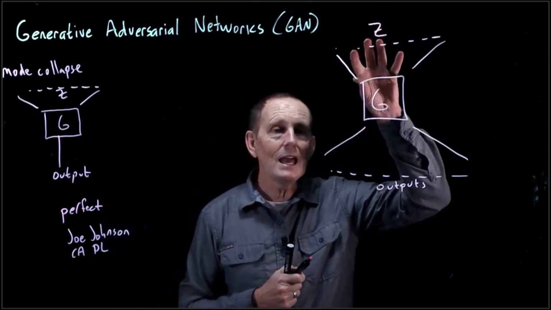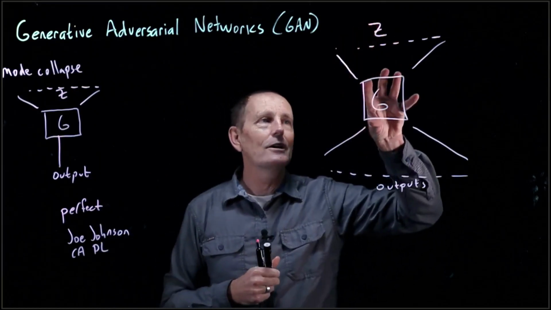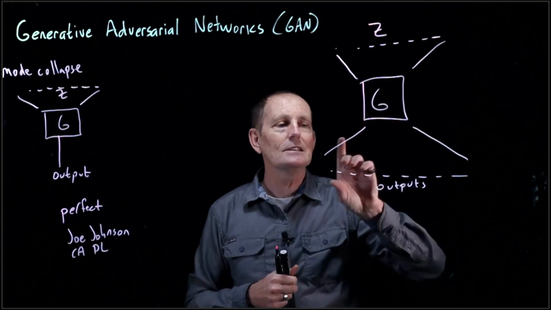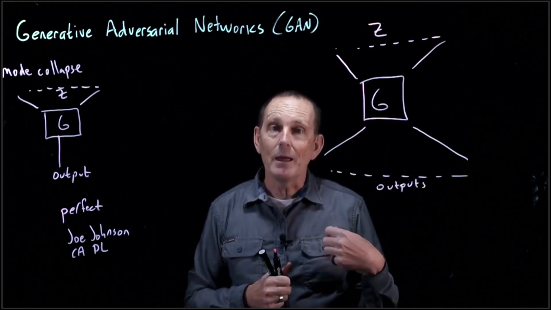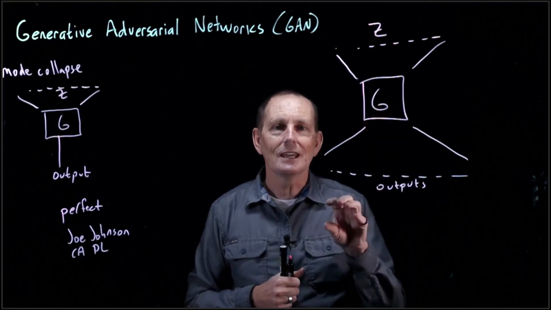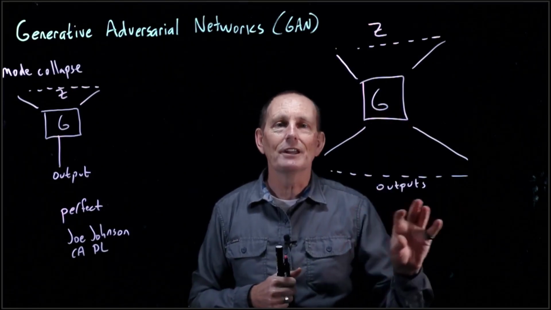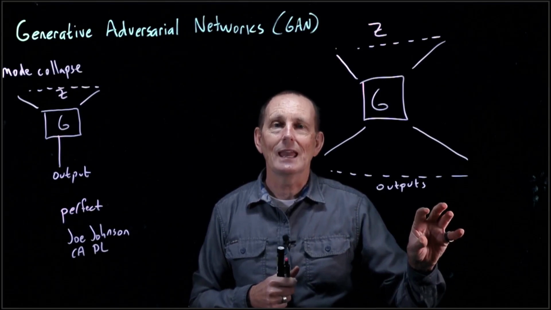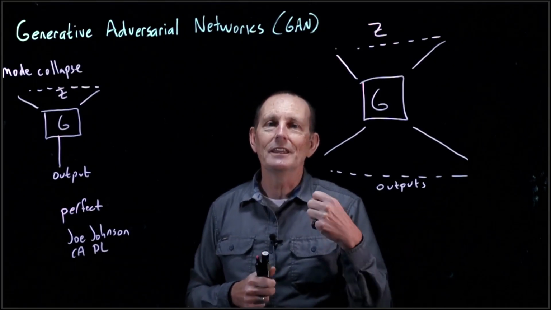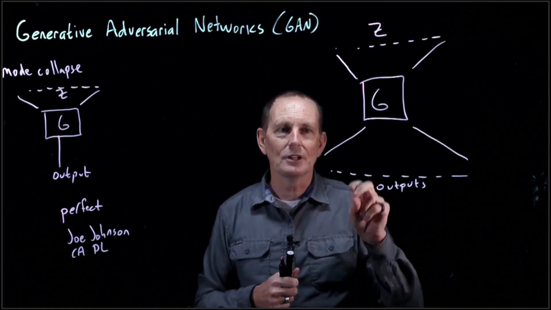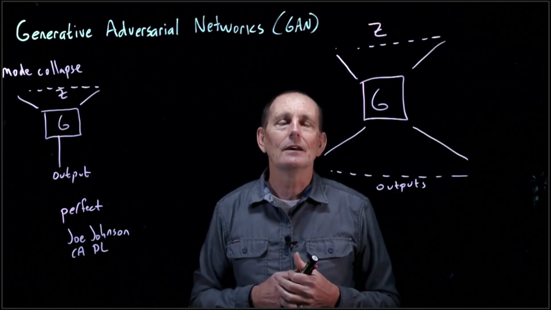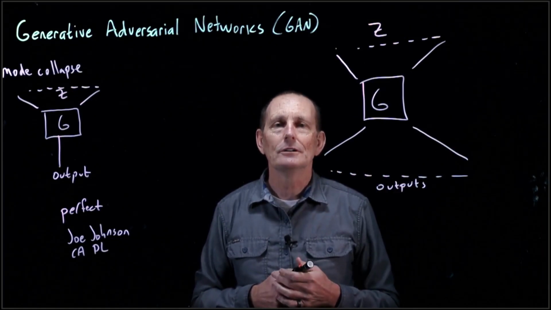Instead, our goal is that G has a robust set of outputs. As we feed in different Z's, we get a variety of different outputs. That means the discriminator is getting a variety of different inputs from G, and so it can't learn to hone in on the one type of output that G is producing. We want this rich set of outputs. And so that's, again, a failure mode that you have to watch out for with GANs.